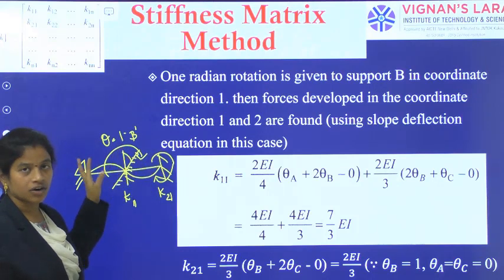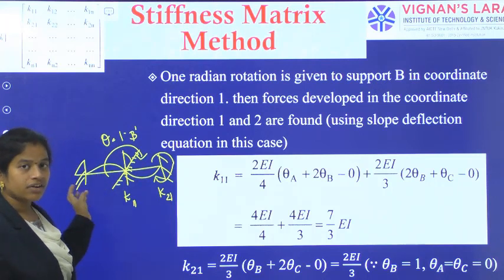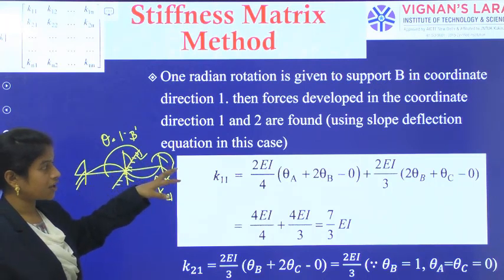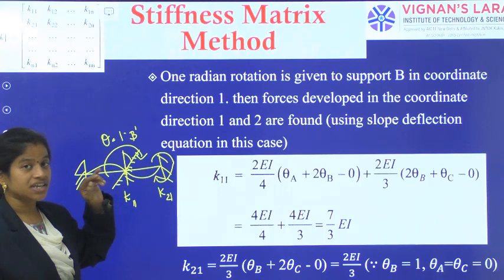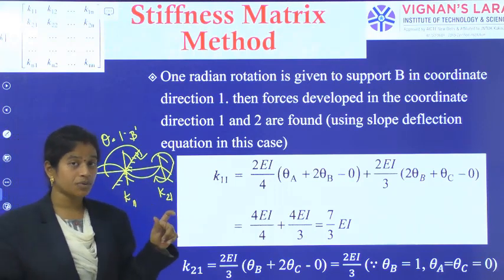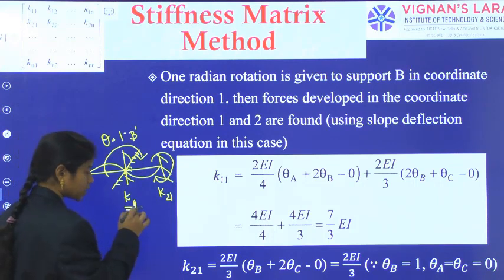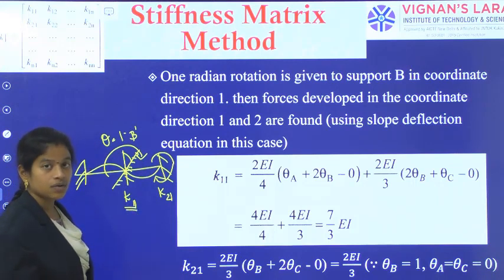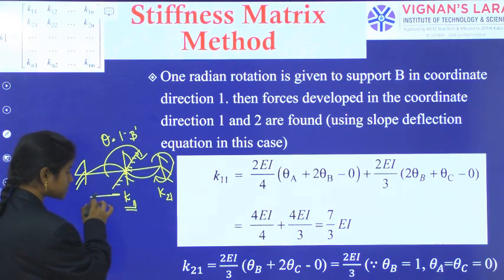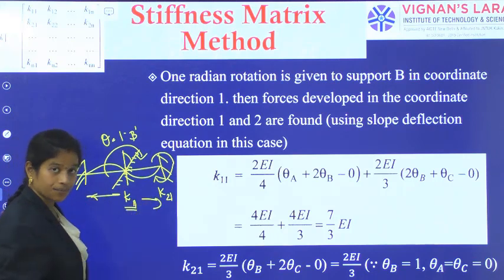It is better to say force developed at coordinate 1, force developed at coordinate 2, rather than at B and C, using the slope deflection equation. Remember, using the slope deflection equation only. Now, K11. K11 involves this span and this span.